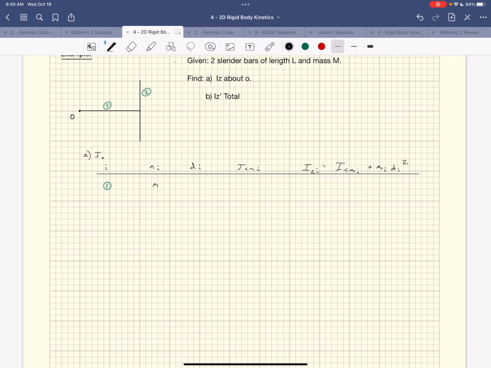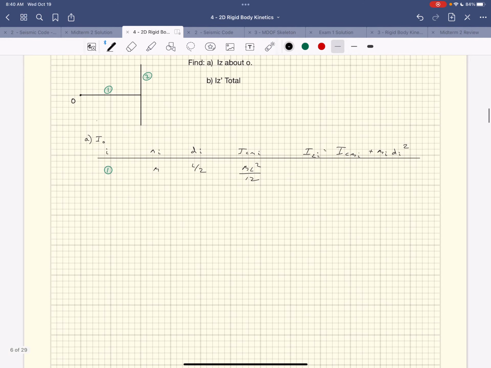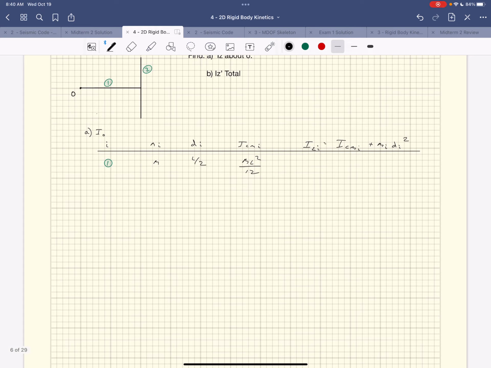This D1 is just L over 2. The moment of inertia about the center of mass is ML squared over 12. And then the total here is going to be ML squared all over 12 plus M times (L over 2) squared, which gives me ML squared all over 3.